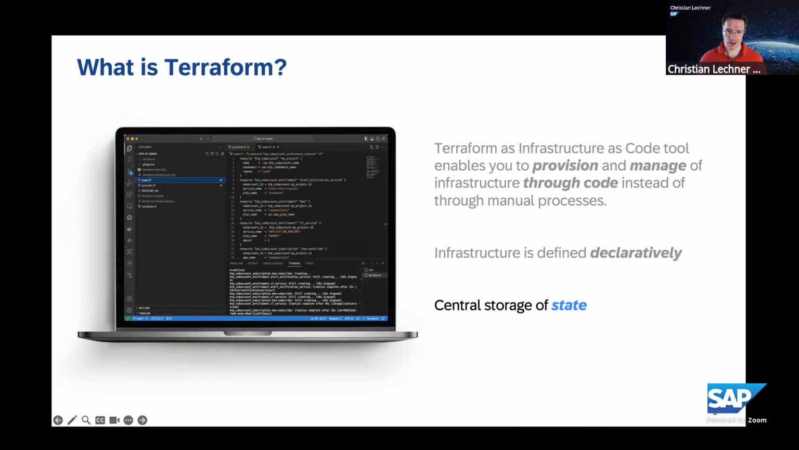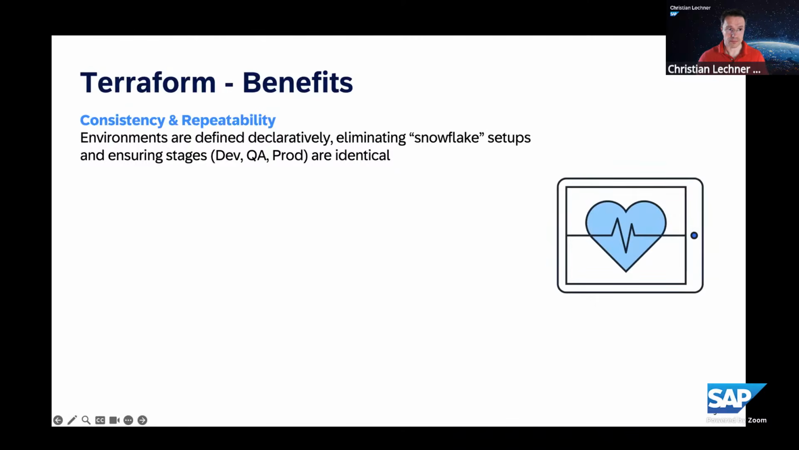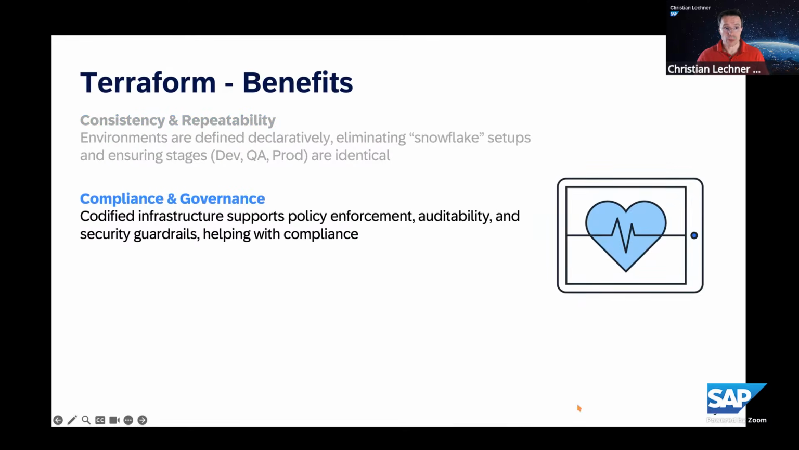And with those kind of technical foundation, Terraform comes with a lot of benefits, like consistency and repeatability. You define your environments declaratively, so you have no more snowflake setups. All the setups look identical. Of course, there are variants between dev and prod, but at the end of the day, it's the same. You also have a big benefit around compliance and governance. Now, as you have codified your infrastructure, you can easily enforce policies on that, maybe even codified policies. You have audit trails because everything is stored on Git. And you can define security guardrails, which altogether helps you with compliance.